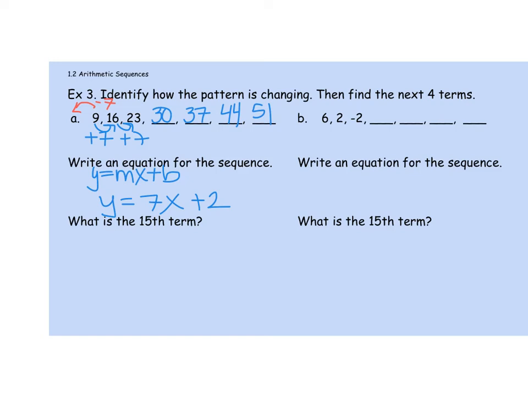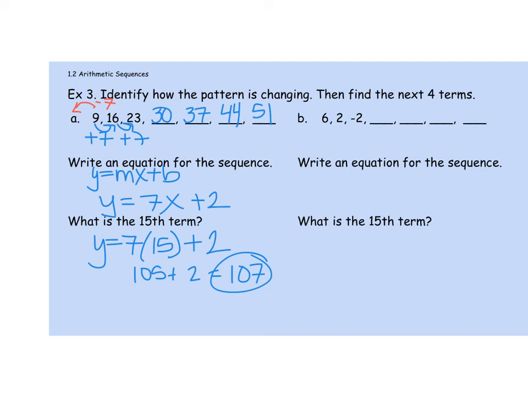What's the 15th term? You could keep on counting, right? You could keep on going out, 51 plus 7 plus 7, or let's just plug in 15 for x. Okay, 7 times 15 is 105. I can write that down. And then plus 2 is 107. So 107 is the 15th term. Okay.